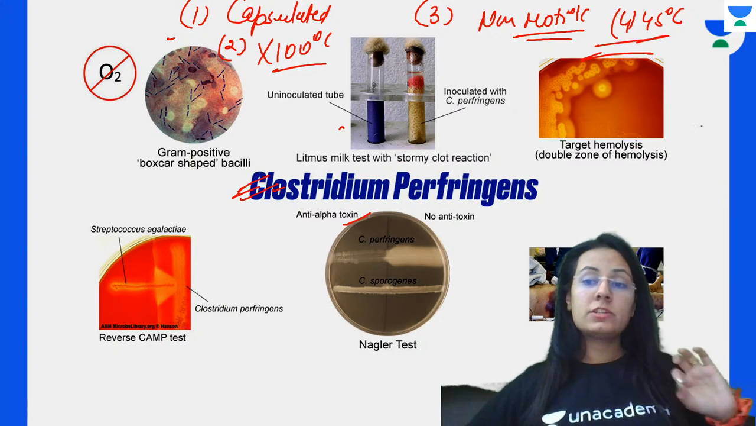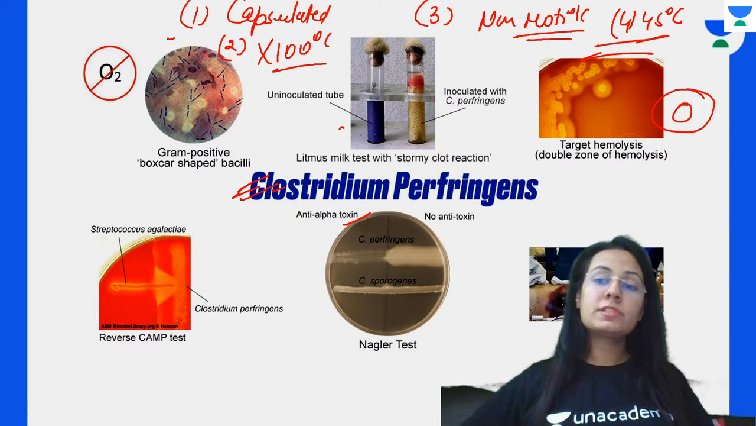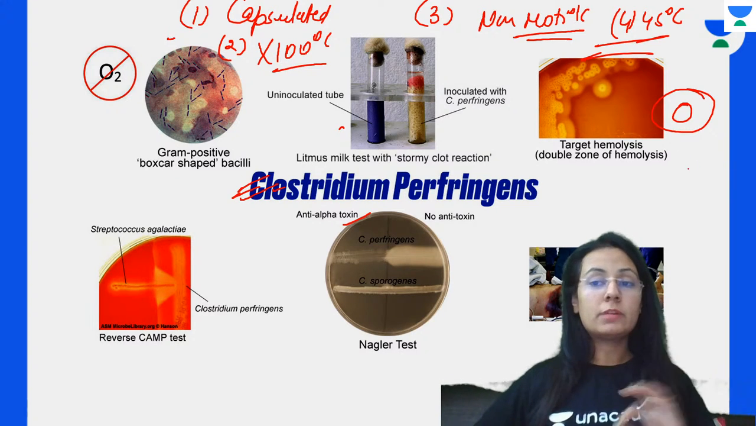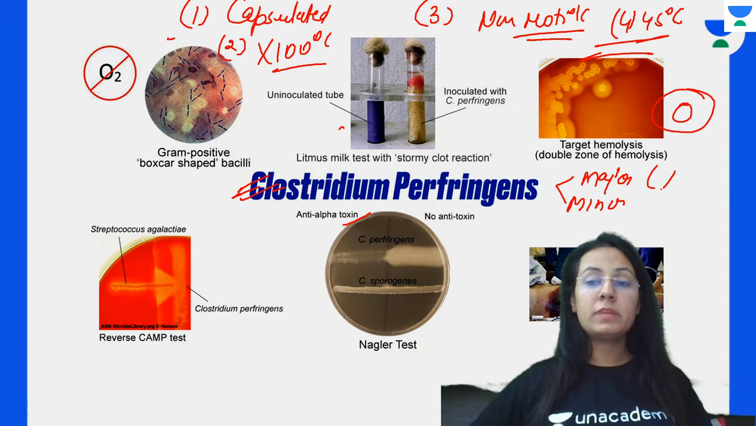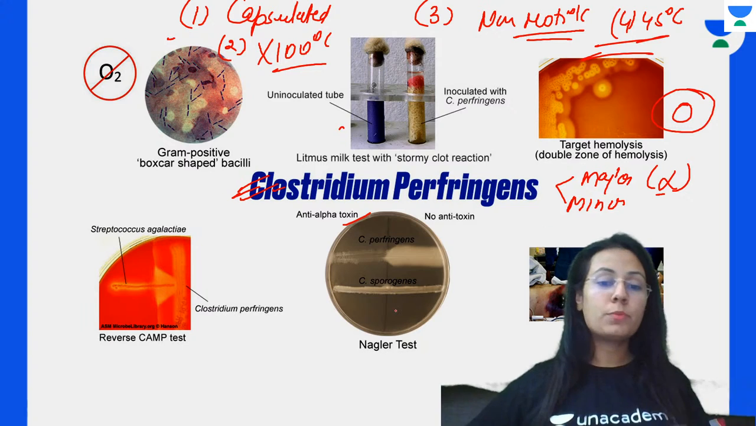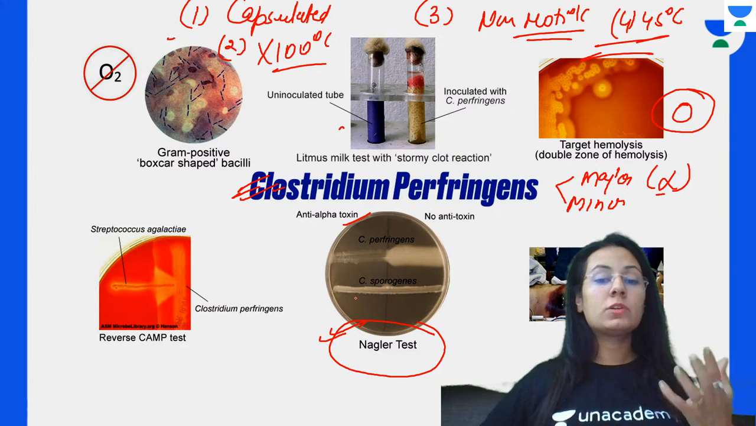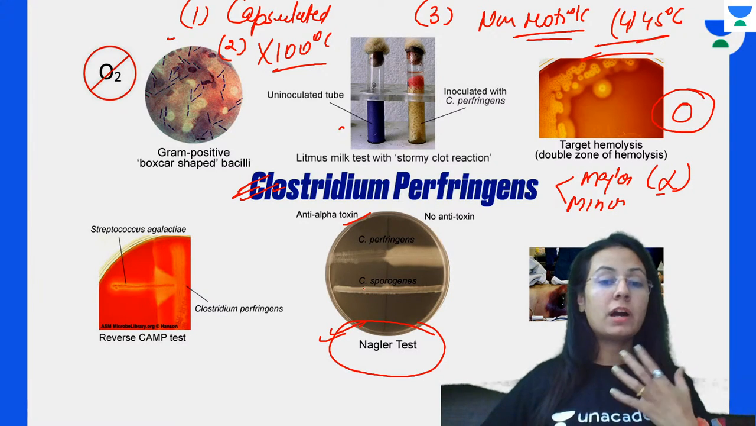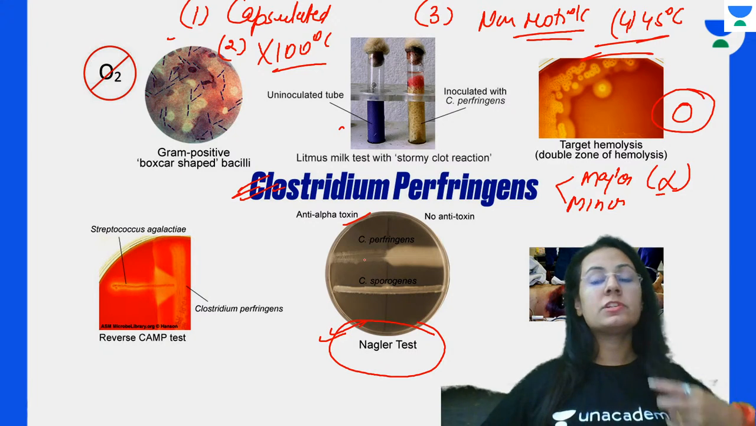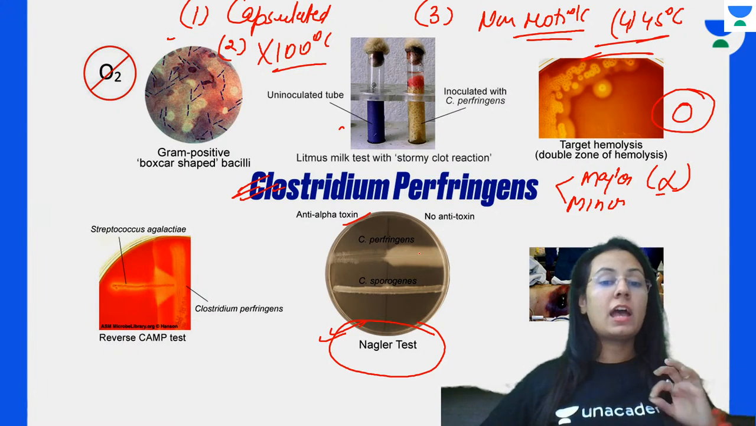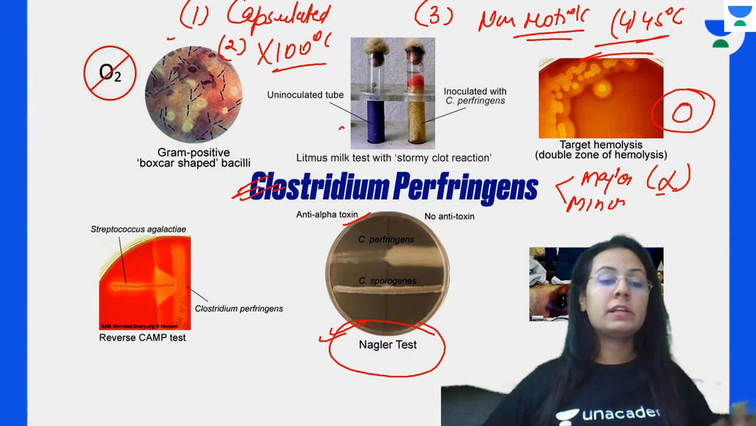Other than this, they show target hemolysis or the double zone of hemolysis, and they have two types of toxin, one major, another minor. In the major, the alpha toxin is most important, having lecithinase activity, showing the Nagler's test, which is used to differentiate Clostridium perfringens from other Clostridium, because they show lecithinase activity and opacity formation in the media that does not contain the antitoxin.